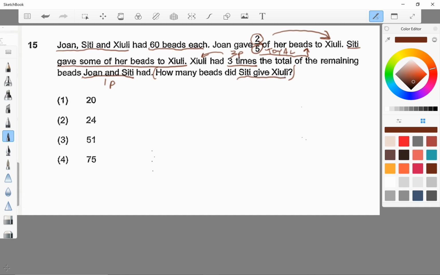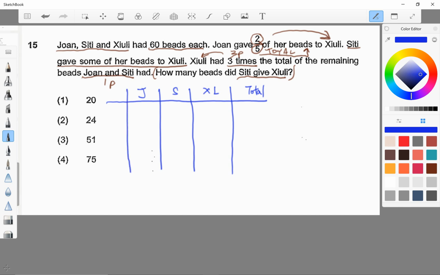So for a question like this, to solve it efficiently, I will actually make use of the ratio table. Very simple. So J for Joan, S for Siti, XL for Siu Li, and I have a total. So I'll just try to draw my table nice and clear for everyone to see. And at the very start, I shall call it before. Let me just write it carefully for everyone. So before. So at the very start, we can state that Joan had 5 units due to the denominator 5.